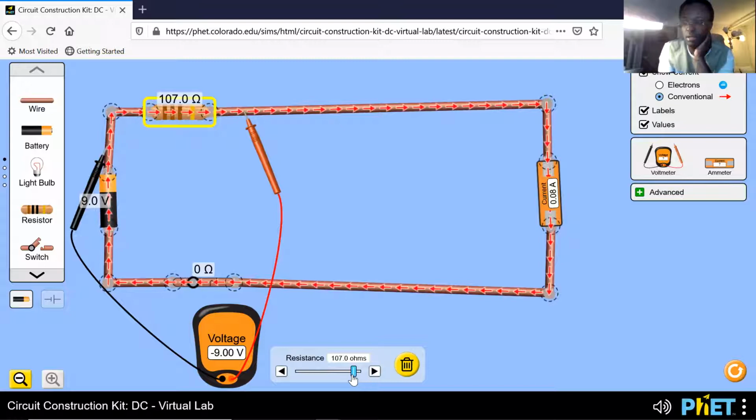Current, by definition, is the amount of charge that crosses per unit time. So here we are showing it with the speed of the arrows, but by definition it is the amount of charge that flows per unit time. All right, so that takes care of this part.